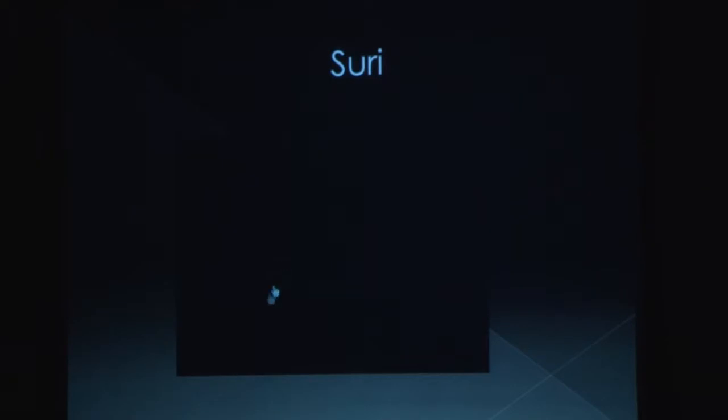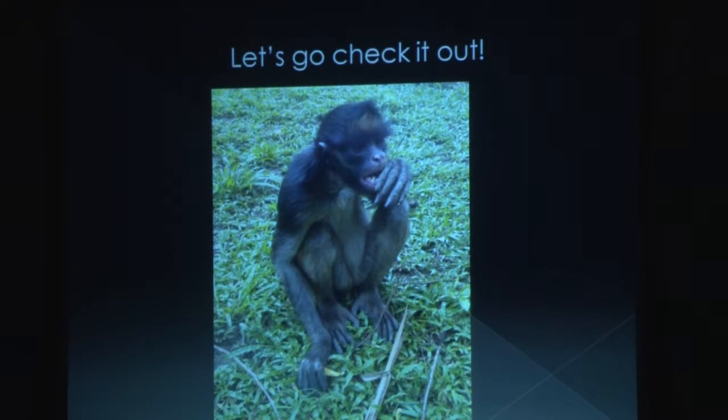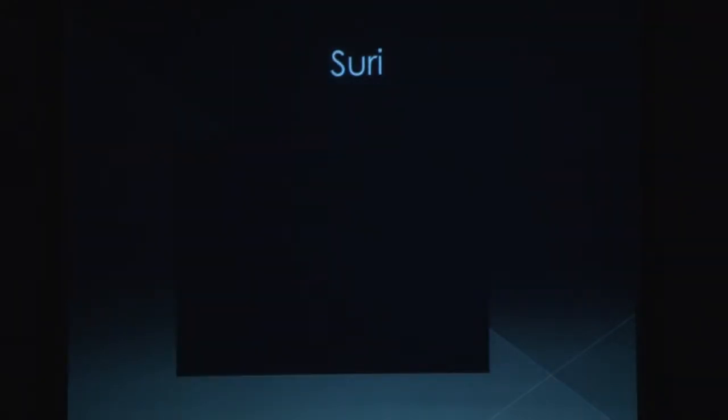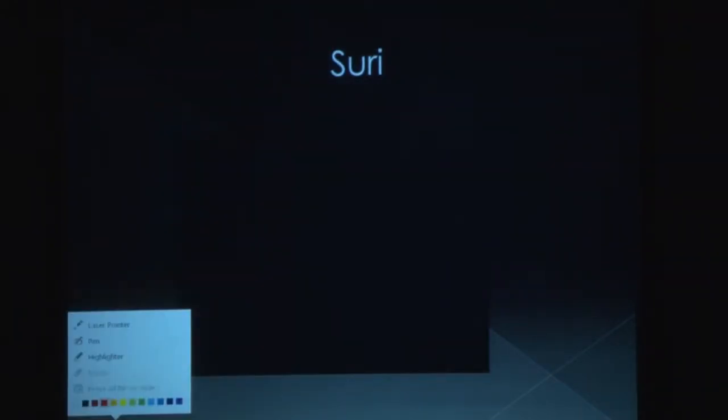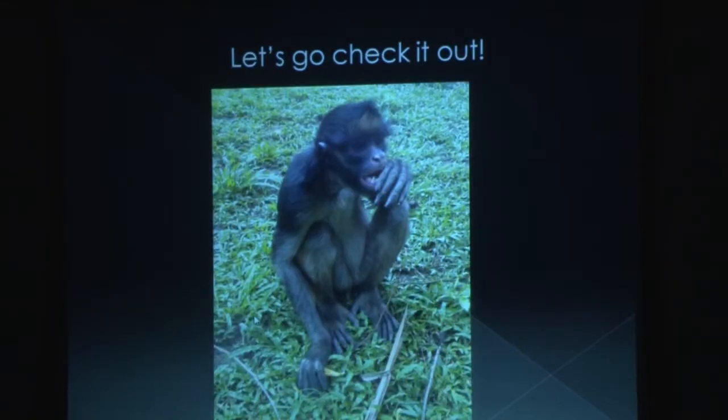I don't know if this is going to work. Eddie, this is a video. Will this work for me? Over here? Where's the play button? Right here? Right there. Laser pointer, highlighter. No, it's not going to work.